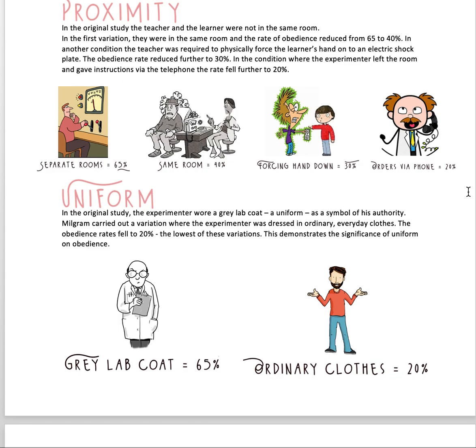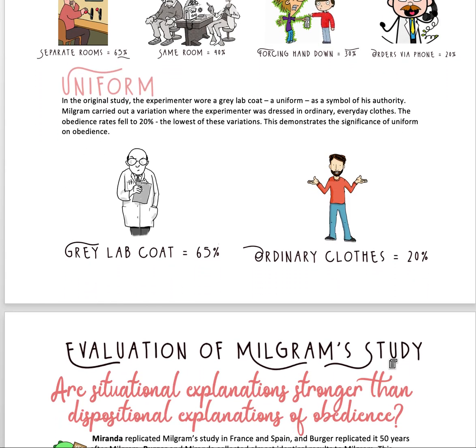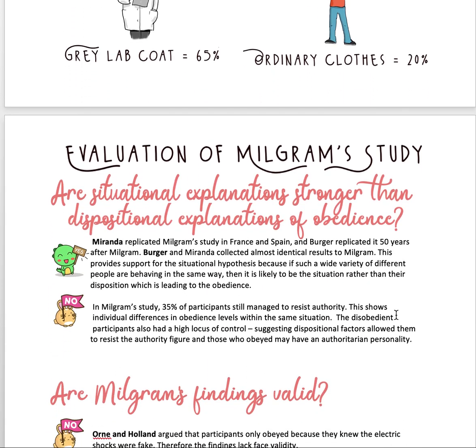Uniform dropped to 20% when he replicated the study in ordinary clothes. So that single variable of uniform is arguably the most significant from these findings that affected obedience.